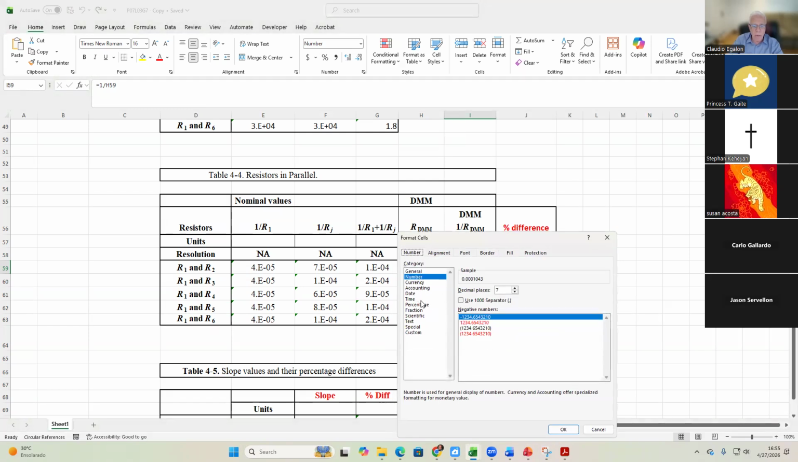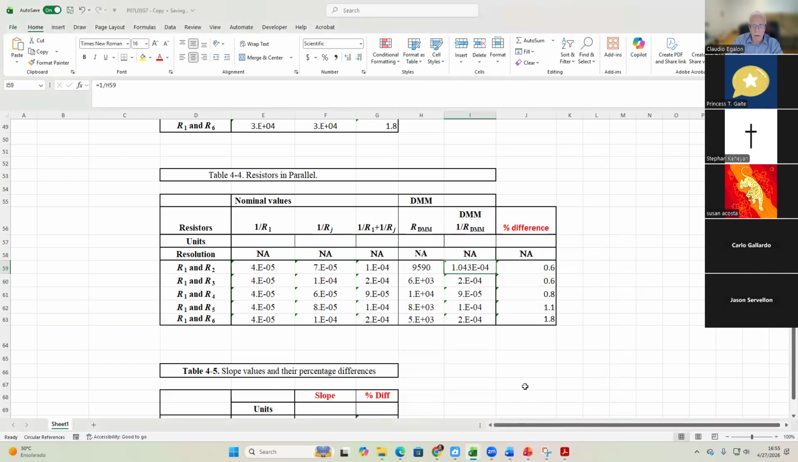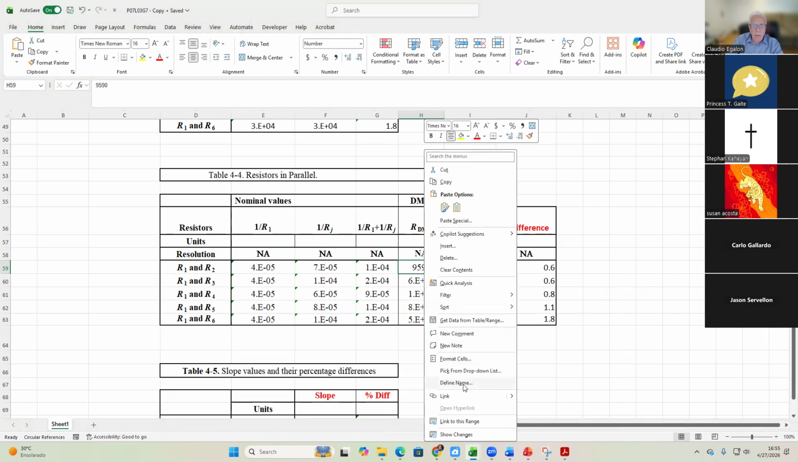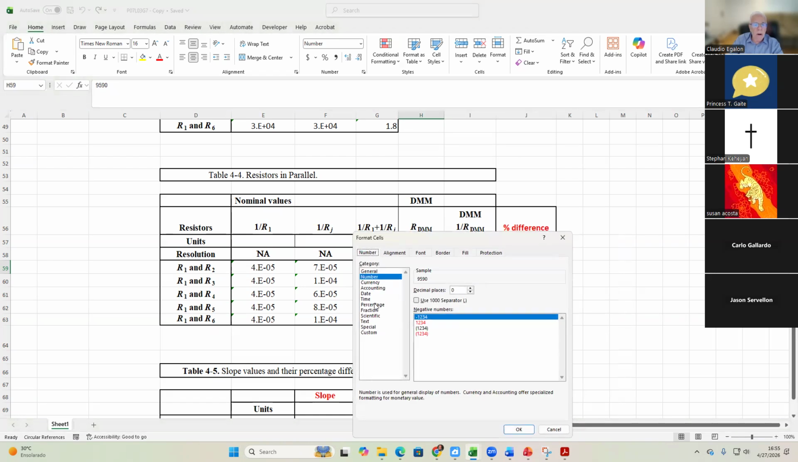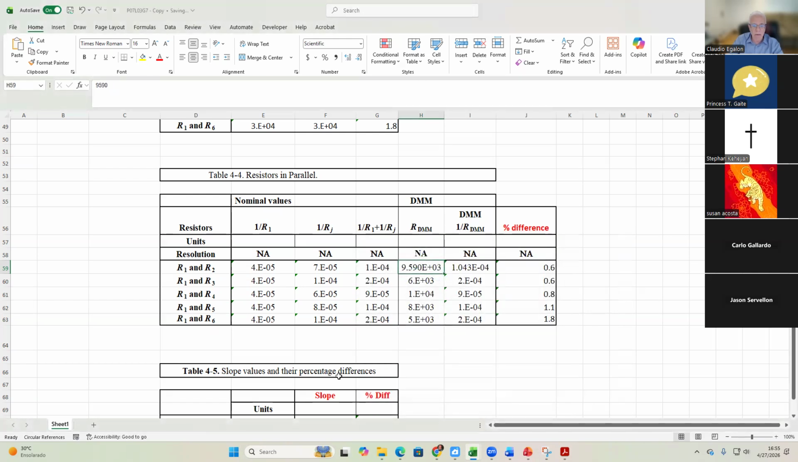I didn't know that zero was considered a significant figure. Is it fine if I put that one in scientific notation, or should I change it to numerical? Oh, it's up to you. You can display it like that as well. Here goes scientific format. Now you have to put three decimal places. Okay, 9.590.